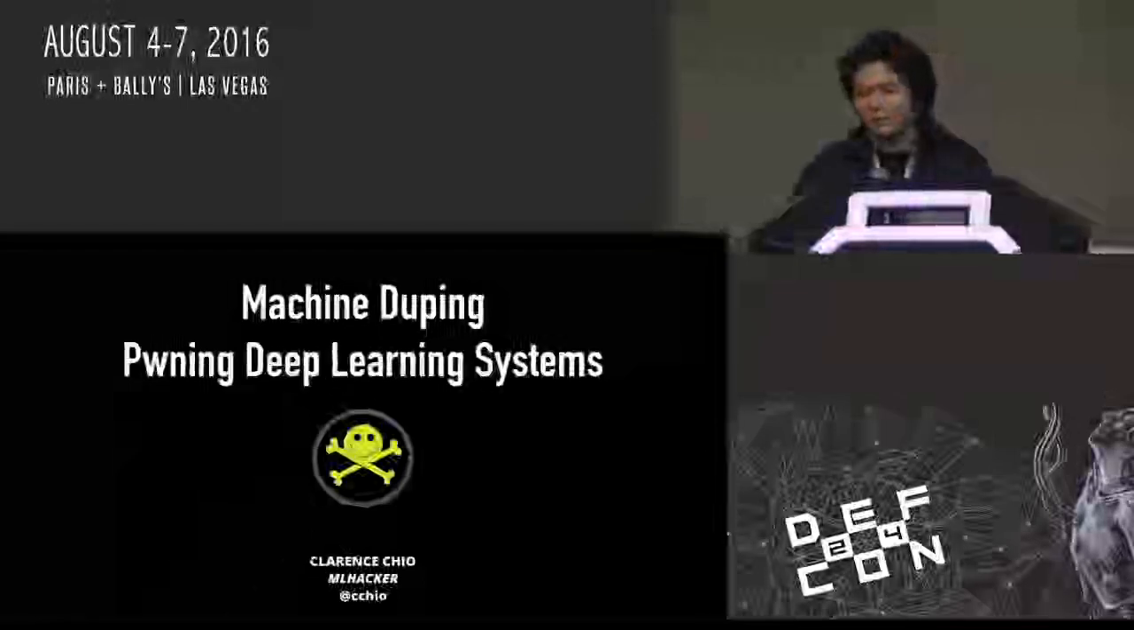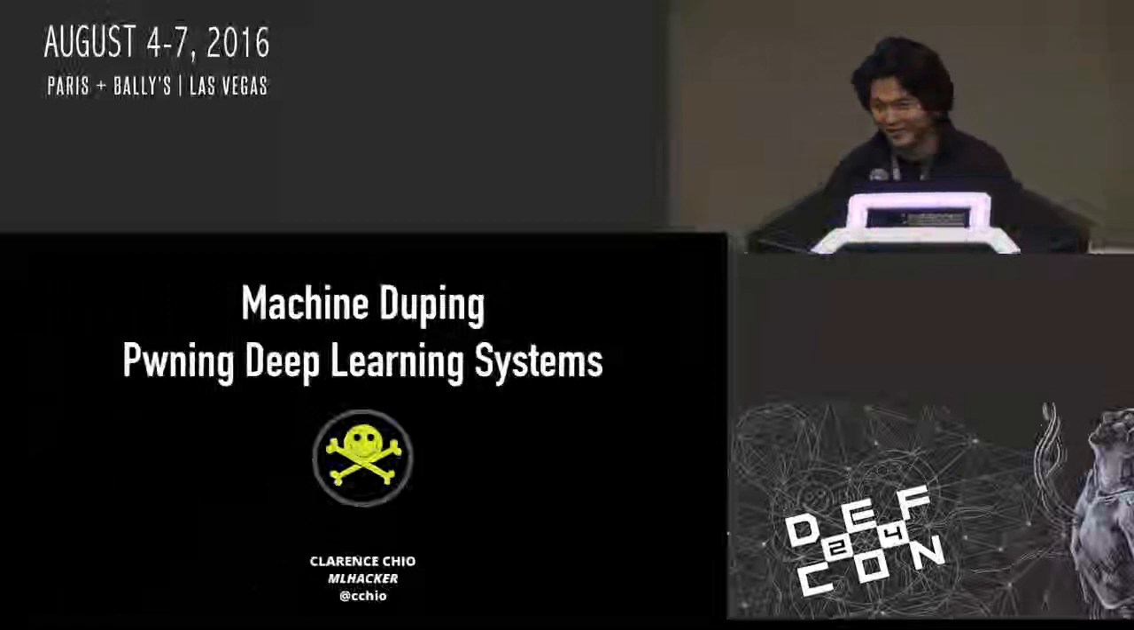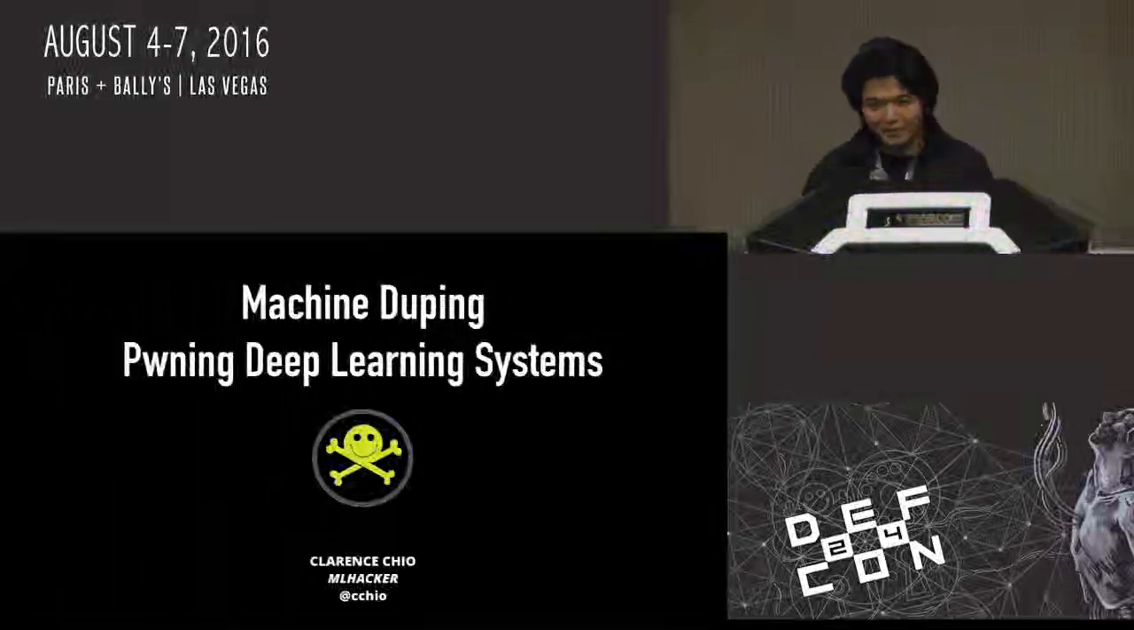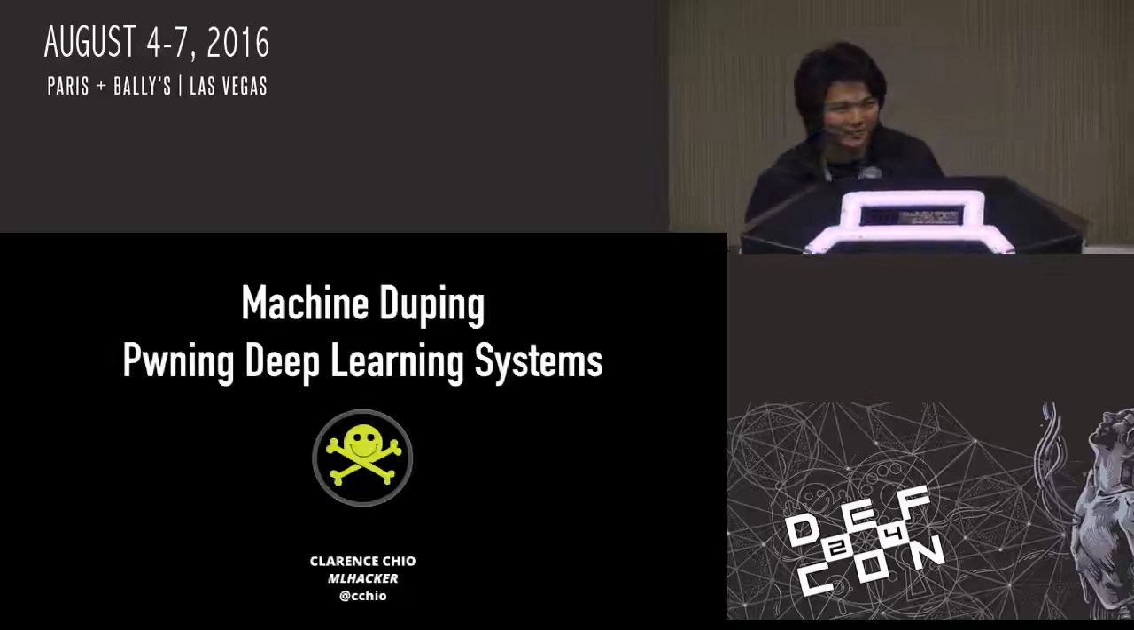So today we're going to be talking about machine learning. No one has not heard of machine learning, right? So in specific, what we're going to be talking about is how to bypass deep learning systems. Machine duping is what I'm choosing to call it. It's a really corny name, so if anyone has better ideas, come to me after the talk and we can talk about it.